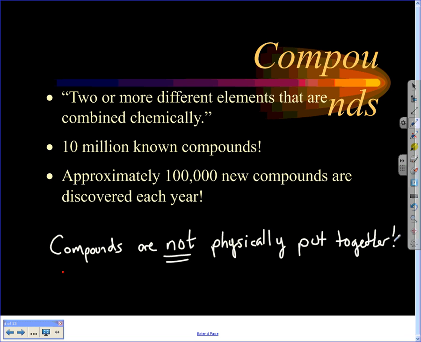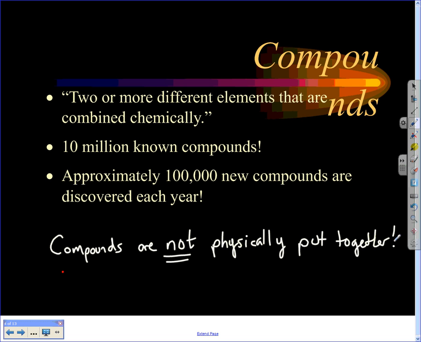There are 10 million known compounds. That is quite a few. And there are approximately 100,000 new compounds discovered each year. Now, that's incredible. If you break that down by 365 days, that can give you a rough average of how many compounds are formed each day. If you just did that in the calculator, you're probably getting the wow factor.